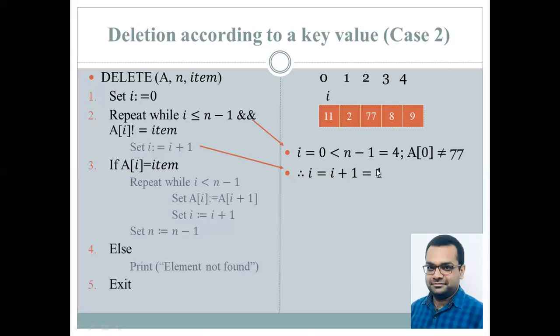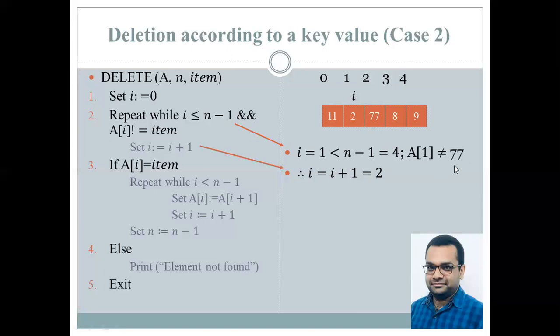So in the next iteration, I will shift from this position to here. Let's see how. Now you can see in the next iteration, the value of I has become 1 and starts pointing to the first index. Now over here, first index means the index value 1. Ideally, it is the second value over here because the first index is 0. Now the value of I is again checked over here, that is 1, it is again less than n minus 1, that is 4, and A of 1, that is 2 over here, is not equal to 77.